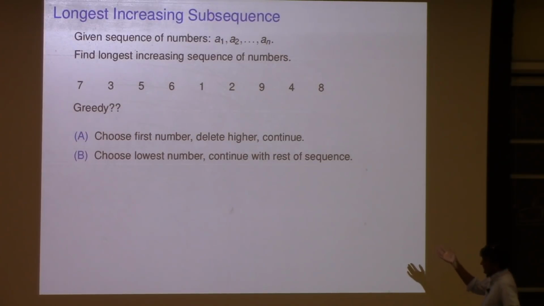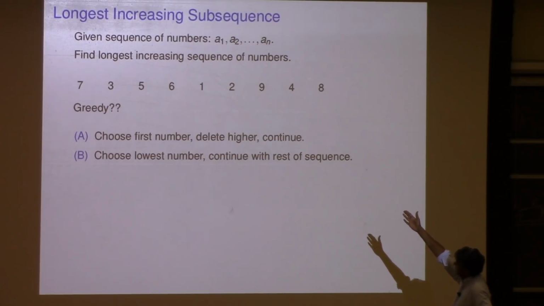Because the answer will be that neither of these work. But let's choose the first number in the list. That's greedy. Let's just start with A1 and just pick the next number that's higher, and the next number that's higher, and the next number that's higher. Okay, A is bad. It's clearly bad. Why is it bad?